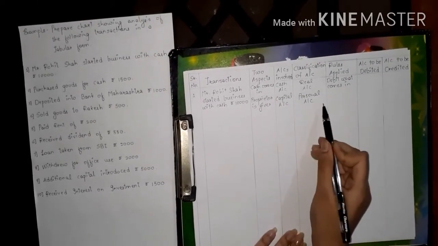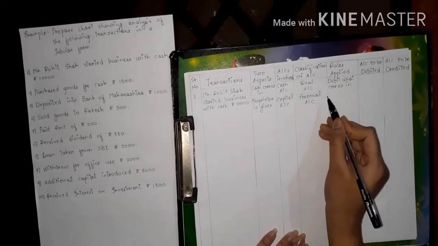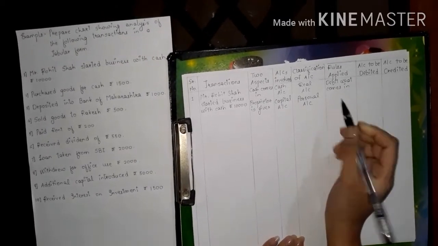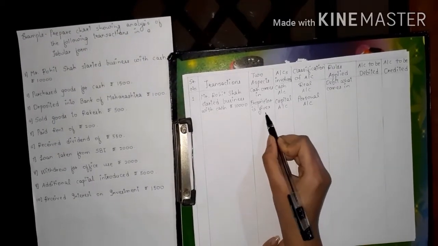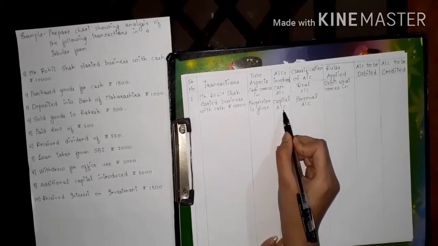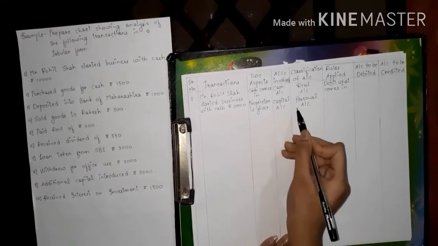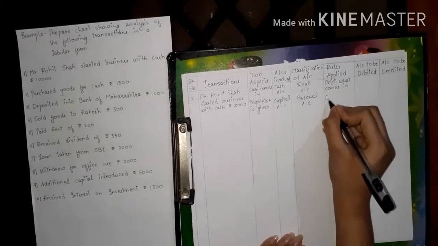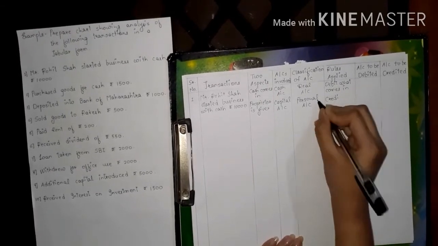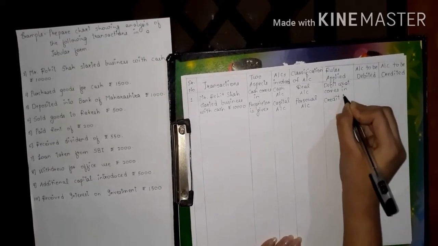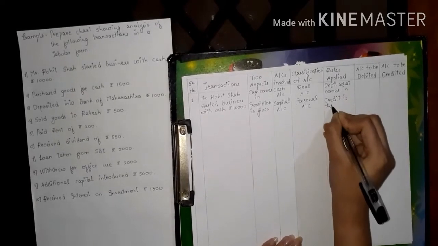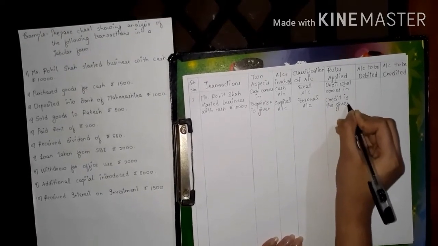Now, personal account rule: debit the receiver, credit the giver. Now, proprietor is the giver over here. He has introduced capital into the business. So, obviously, credit is the giver. The rule of personal account is being applied. Credit is the giver. Okay.